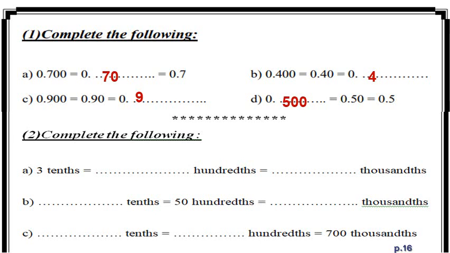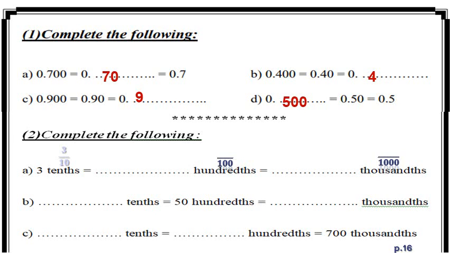Number 2, complete the following. I have 3 tenths equal dots hundredths equal dots thousandths. 3 tenths means 3 over 10 equal dots hundredths. Hundredths means over 100 equal dots thousandths, which means over 1000. And now let's fill the empty places. The first number is 3 over 10. The denominator is 10 and then becomes 100. So we add one 0.